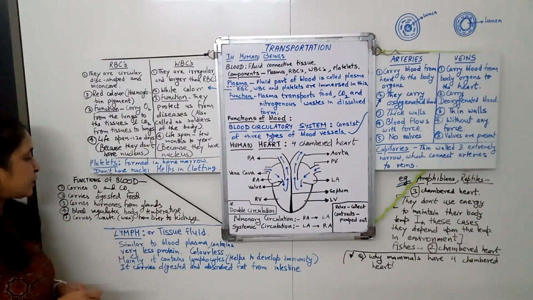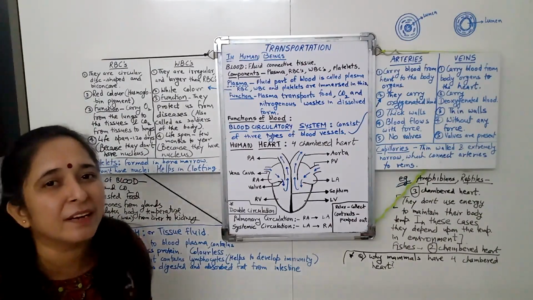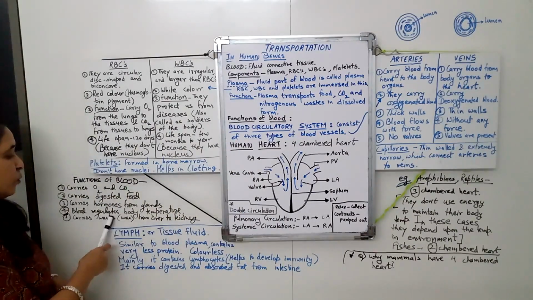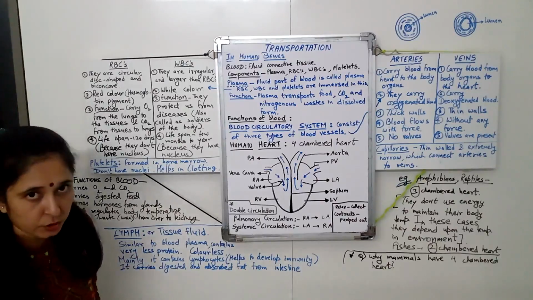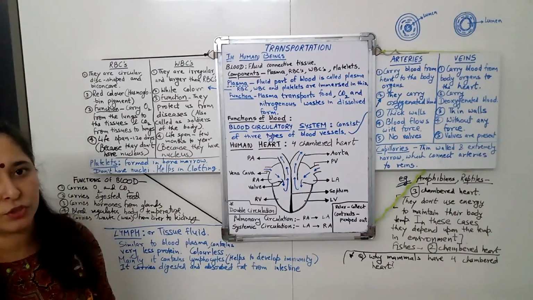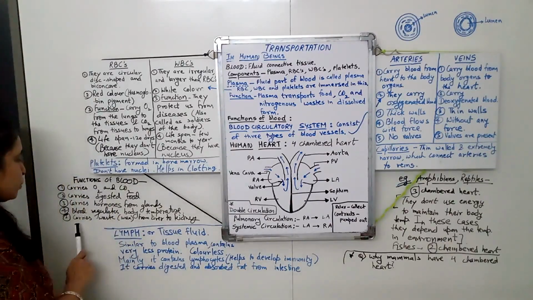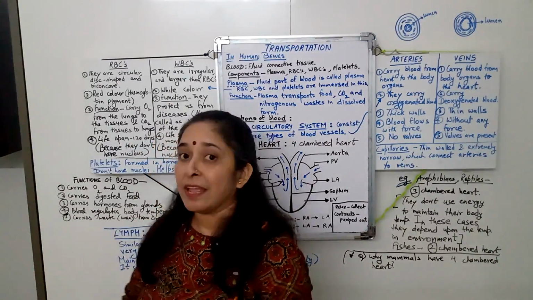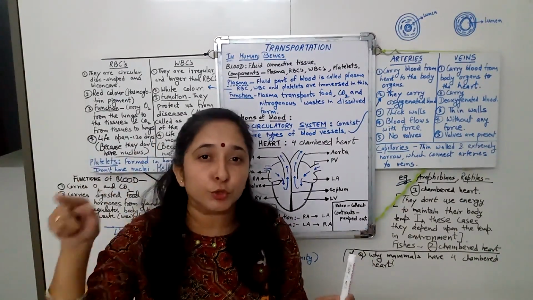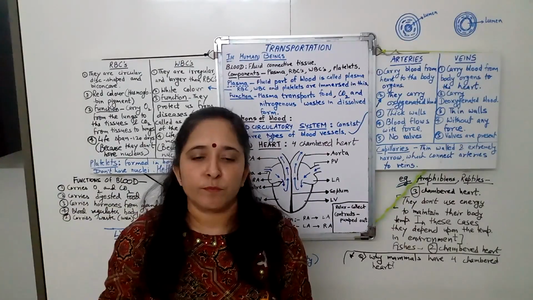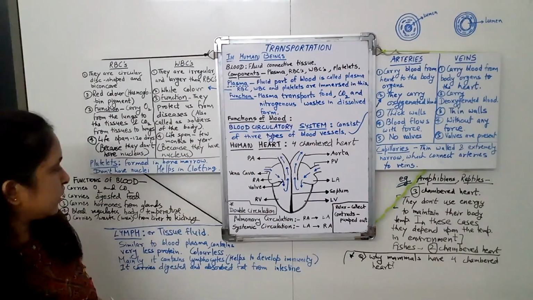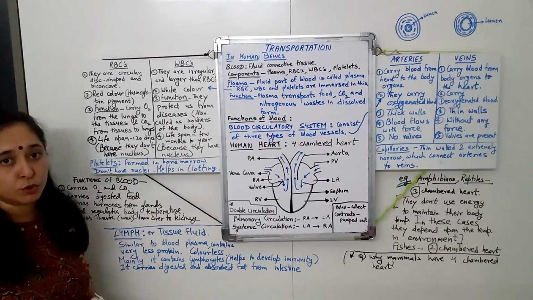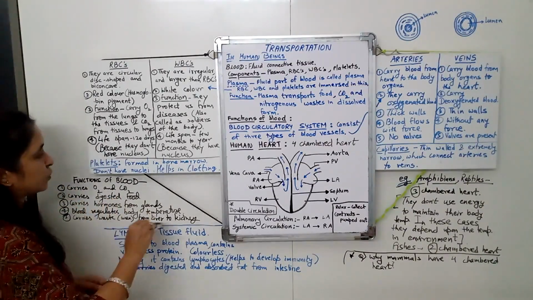Third one, blood also carries hormones from the endocrine glands. Fine. And the blood regulates the body temperature. This is a very important function of the blood. And the last one, blood also carries the waste product urea from the liver to the kidney and then to the excretory organ. So they carry the waste urea from the liver to the kidney. So these are the functions of the blood.